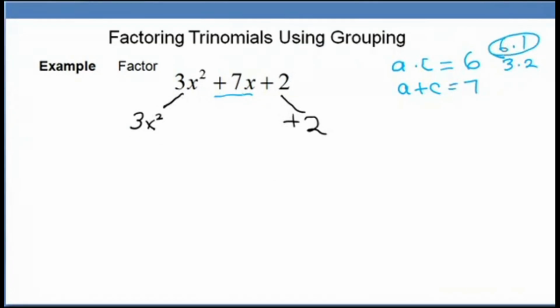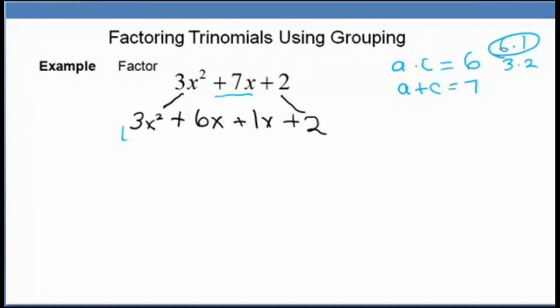So we're going to split the 7x into 6x plus 1x. And we'll put them so that they should group. So we will put the 6x here and the plus 1x. It's important to check here. These two should always give you back that middle term. So 6x plus 1x is 7x. Now, you have just changed your problem. You have 4 terms. Factor it by grouping.